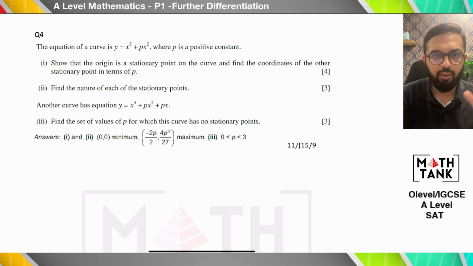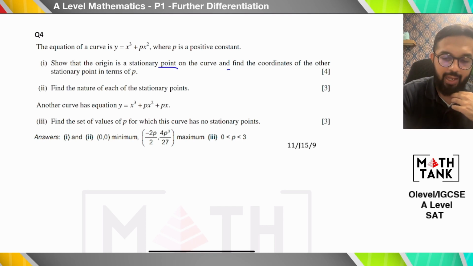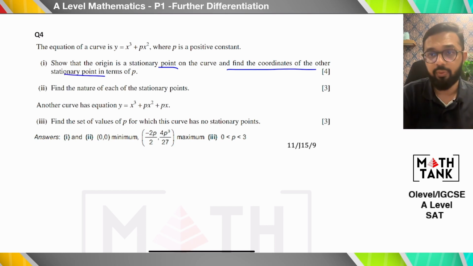This looks like a rate of change question that I did earlier, but let's see what's happening. I don't know for sure. The equation of a curve is y equals this, where p is a positive constant, so that the origin is a stationary point on the curve, and find the coordinates of the other stationary point in terms of p. So basically I'm trying to find stationary points.